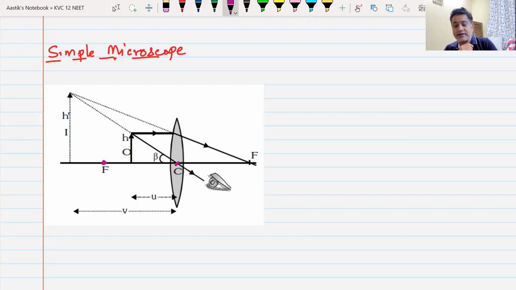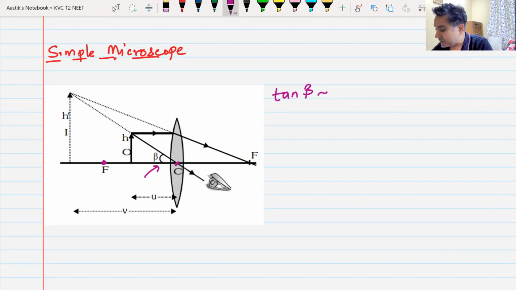Whenever we are talking about microscopes or telescopes, what we are more concerned about is the magnifying power, how big they can make us see things. Now, to understand the magnifying power of a microscope, or for that matter a telescope, you have to understand some angles. Here is an angle that you can see, this angle beta, and we are imagining that this angle is very small because a microscope is used to see things which are very small.